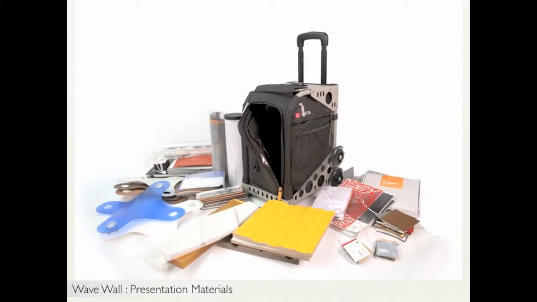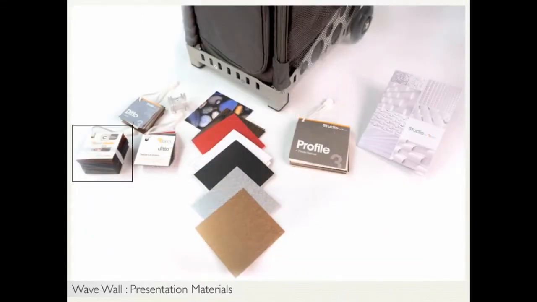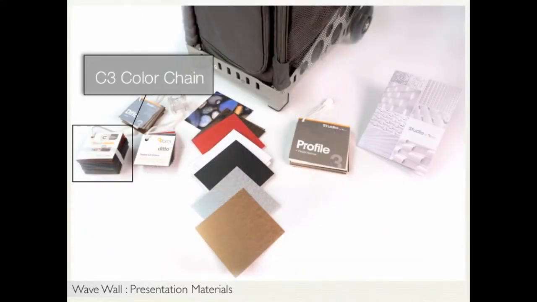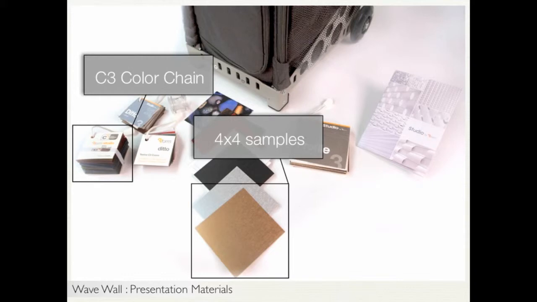There are a number of materials that you should use to conduct an effective presentation on studio products. Right now, we'll focus on the materials you should have to present on Wave Wall. You need the C3 color chain. This will be helpful to have on hand for support. You also need 4x4 samples to show the available laminate, aluminum, wood veneer, poly resin, and high-res offerings.